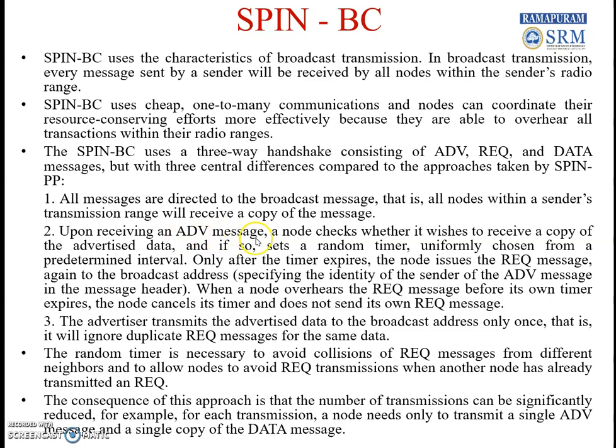Upon receiving an advertisement message, a node checks whether it wishes to receive the data. All the nodes within its radio range will receive that advertisement message, but it is sufficient when one node has given a request message. So each and every node will wait for a particular period of time, and it checks whether the request message has been sent by some other node. If no other node has sent the request message, this node will send the request message. Anyway, the sender node will receive a request message from any one node. Once it receives a request message, it is going to broadcast the data, and the nodes within that range will get the broadcasted data.